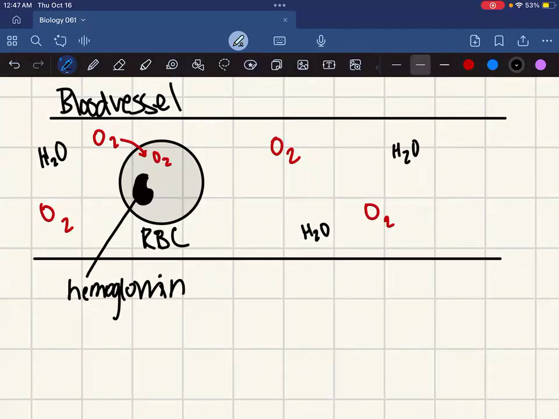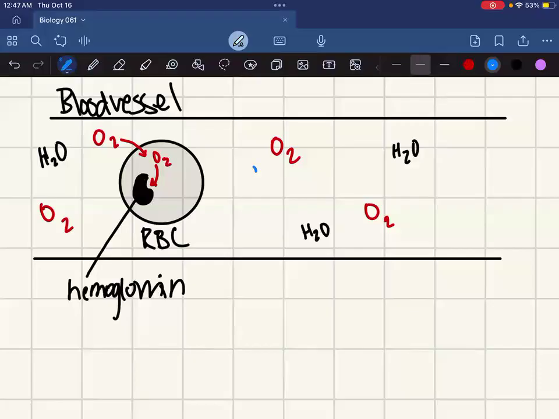So the oxygen is able to bind to its subunit on the hemoglobin, which increases hemoglobin's affinity for oxygen, and all the sites get bound.